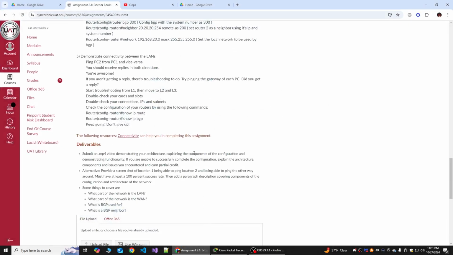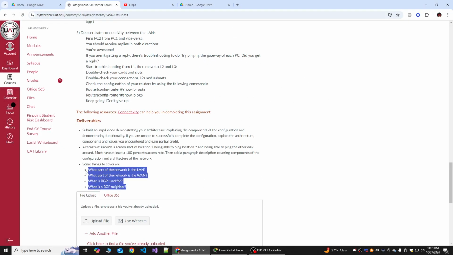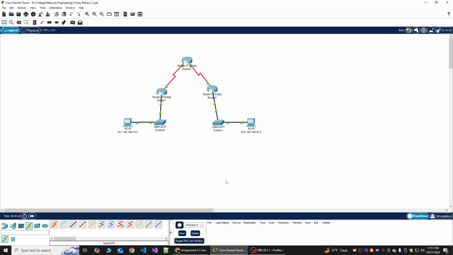Another part of this assignment involved answering some questions here. What part of the network is the LAN, or local area network? The whole structure is part of the local area network. The router connects different network segments and manages traffic within it. The switches are used to connect multiple devices within the LAN and direct traffic between them, and the PCs are the end devices. Each PC is part of the same local network segment and communicates within the LAN.